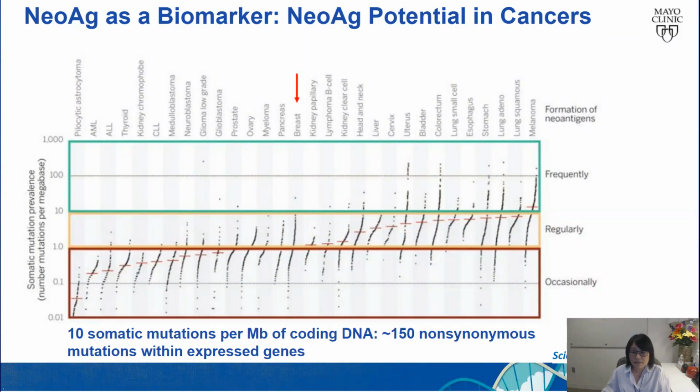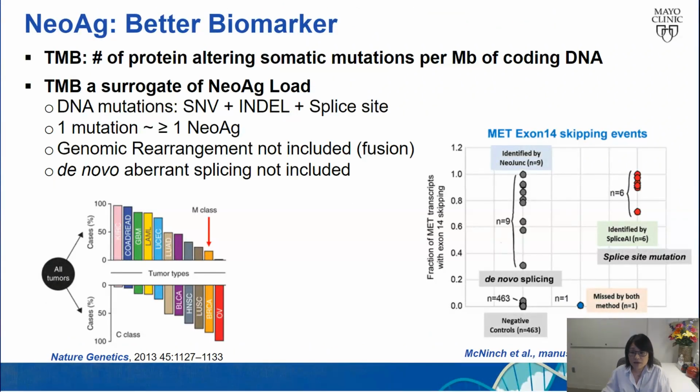Here, I highlighted breast cancer, pointed to with a red arrow, which has a medium level of TMB, to show you later that TMB underrepresents neoantigen load and is not a very accurate biomarker. TMB is calculated as the number of protein-altering mutations per megabase of coding DNA, which comprises SNV, indel, and splice site mutations. First, the ratio of mutations versus neoantigens is often one to many. Second, both genomic rearrangements and RNA de novo splicings are not counted towards TMB.